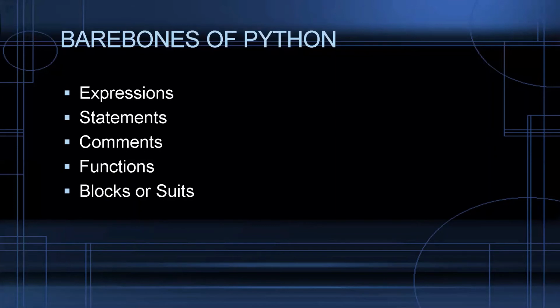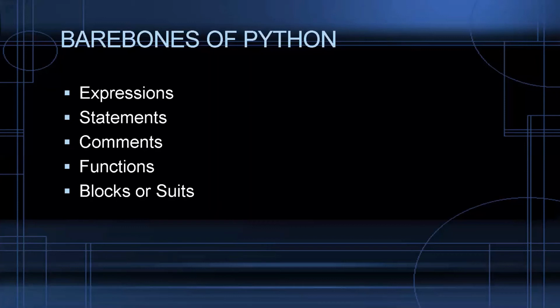The fourth one is functions. Functions are the named code sections and can be reused by specifying their names for future purpose. They are also represented as function calls. The last and fifth is blocks or suites. This is a group of statements which are part of another statement or a function. All statements inside a block or suite are indented at the same level.